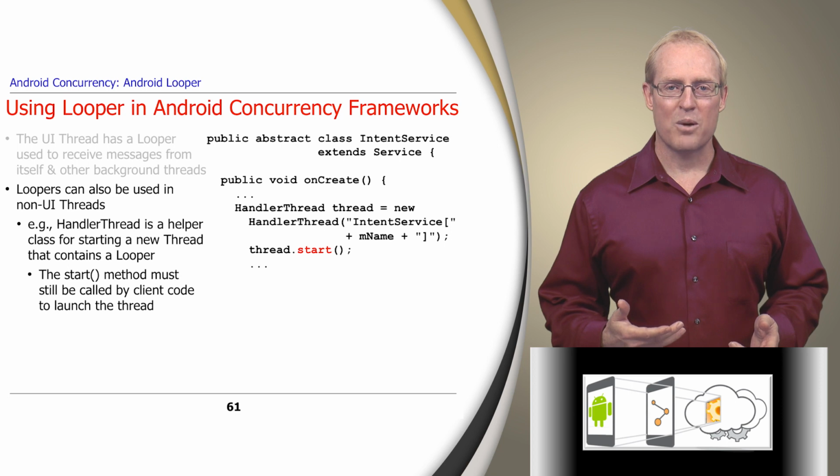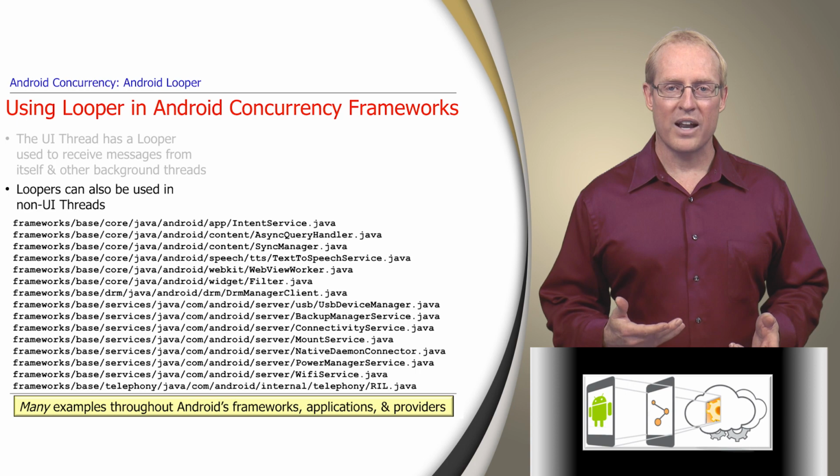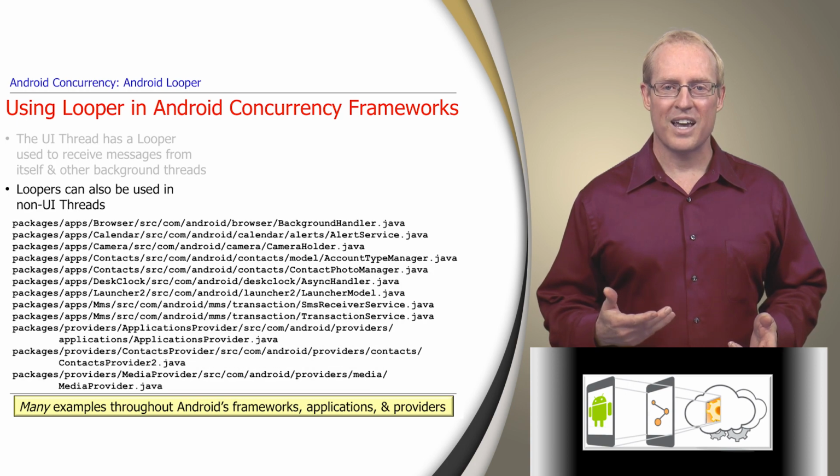The HandlerThread start method must still be called explicitly to spawn the thread, which invokes its run hook method, as shown in this example from the Android IntentService, which handles asynchronous requests, expressed as intents, on demand, as described at this link and covered in the next section of this MOOC. Handler threads are used extensively throughout Android's frameworks, applications, and providers.